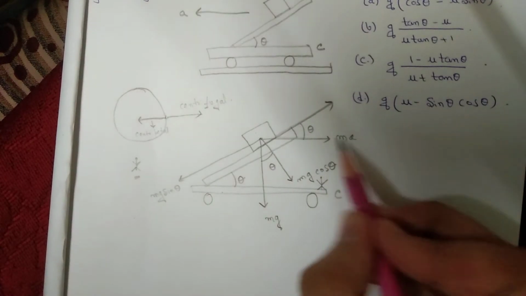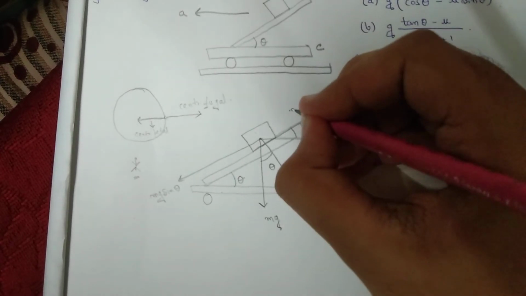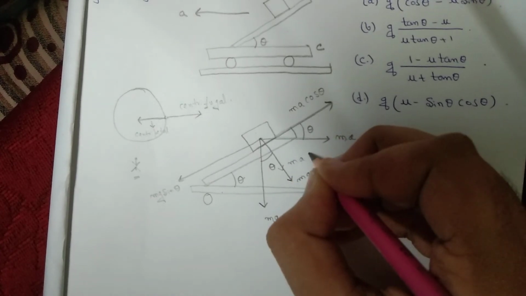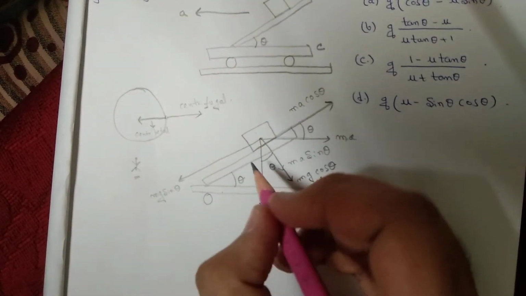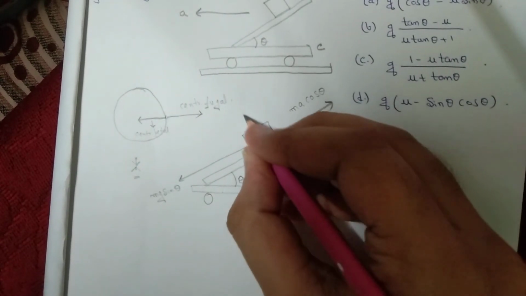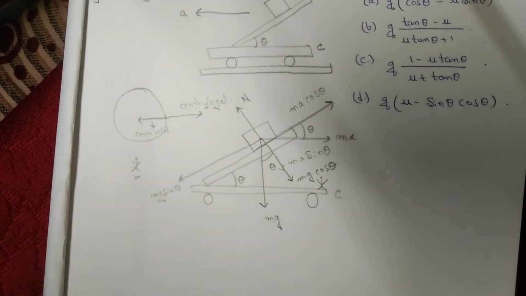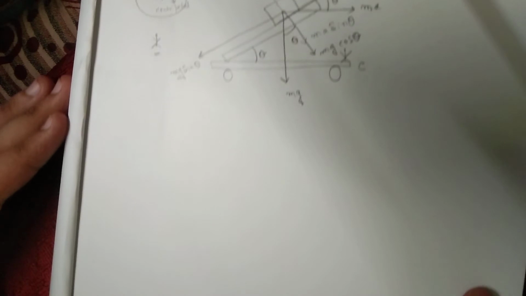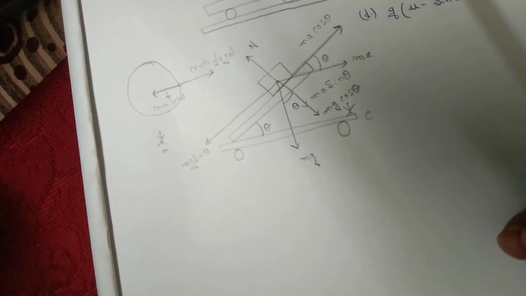Now, let us make the projection of this ma. It's ma cosine of theta, and this is ma sine of theta. And this is the normal reaction N. So our free body diagram is completed. Now let us balance the forces and solve for the acceleration. We will get the answer.